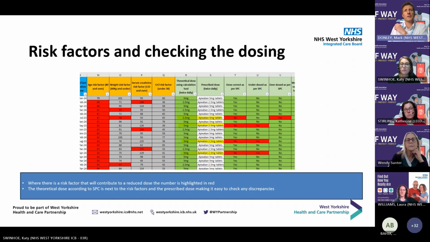So if you just want to look at patients who are overdosed, you could tick the filter on column V and see all the ones that are overdosed, or underdosed, tick the filter on U, find all the ones that are underdosed. So it's very easy to sort the data out. Okay, so the next slide, please.